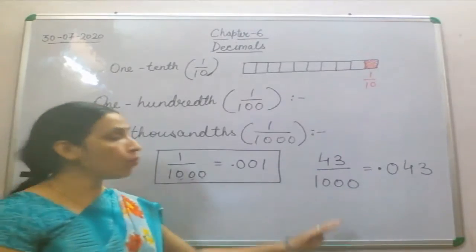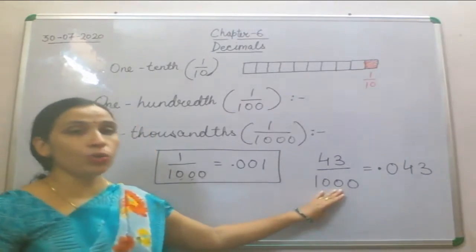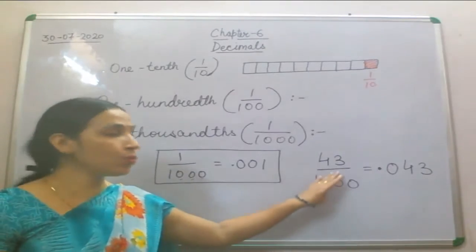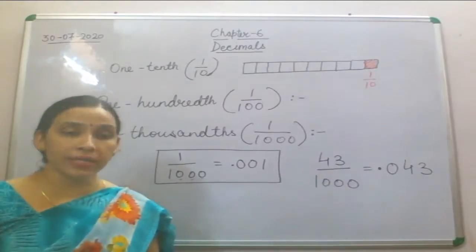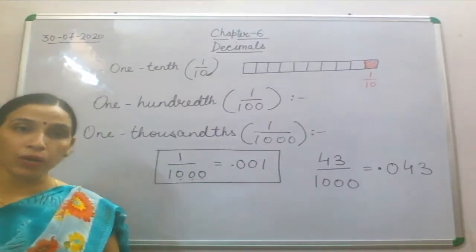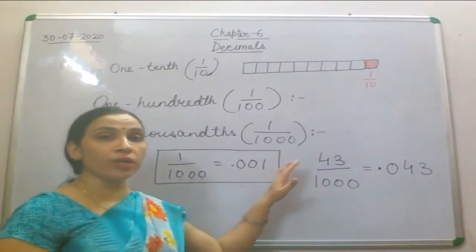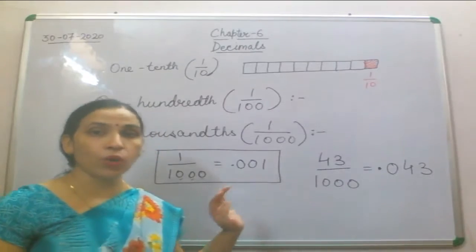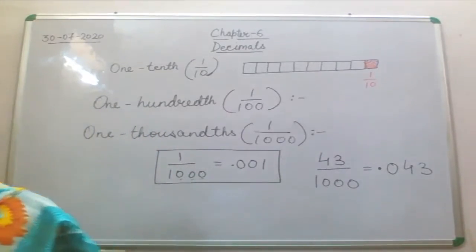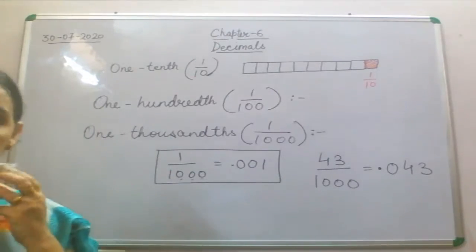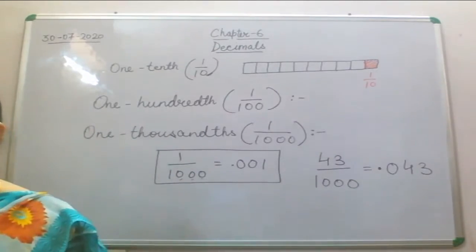Now what do you mean by this? It means that out of 1000 equal parts you have shaded 43. Out of 1000 equal parts, that will become 43 thousandths. So out of 1000 parts you have shaded 43 parts of this.